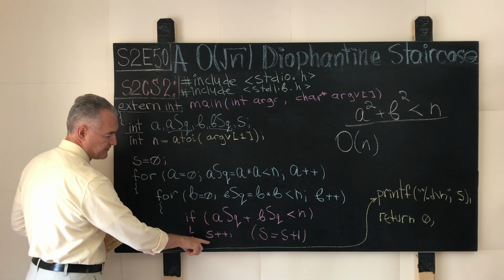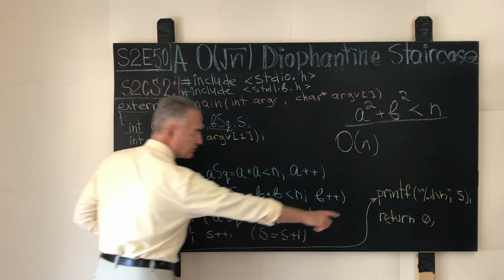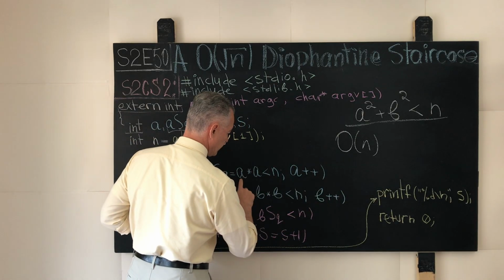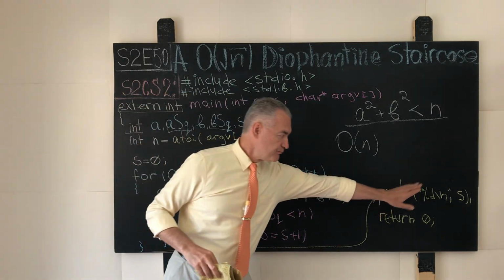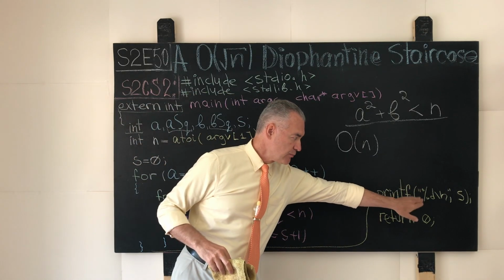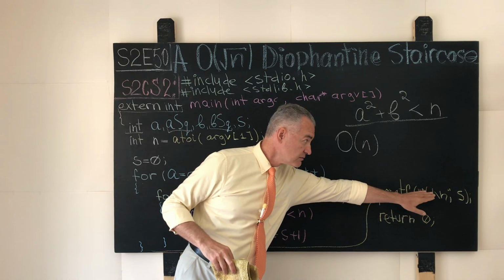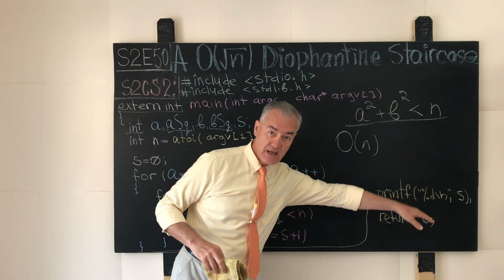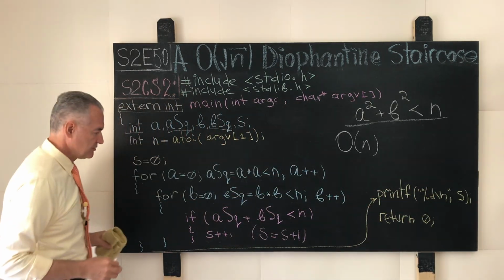Over here, after we increment or before, depending on how you like it, you can do another printf and print out the ordered pair A, B. You will say printf, open paren, double quote, open paren, %d, comma, %d, close paren, \n for the new line, double quote, comma, space, A, comma, space, B, close paren. This is not too complicated.